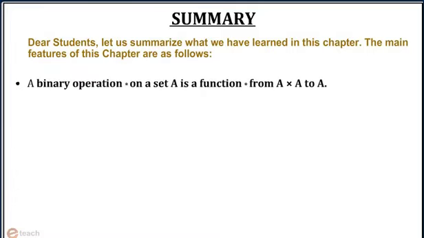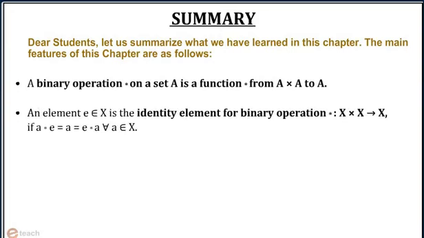A binary operation star on a set A is a function star from A cross A to A. An element e belonging to X is the identity element for binary operation star defined from X cross X to X if a star e equals e star a equals a for all a belonging to X.